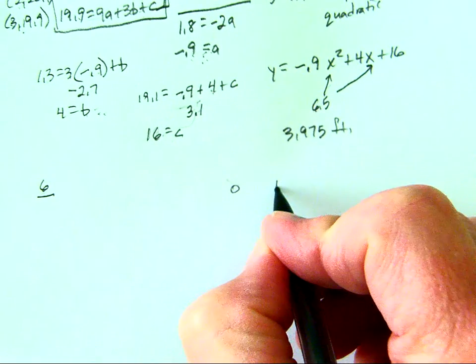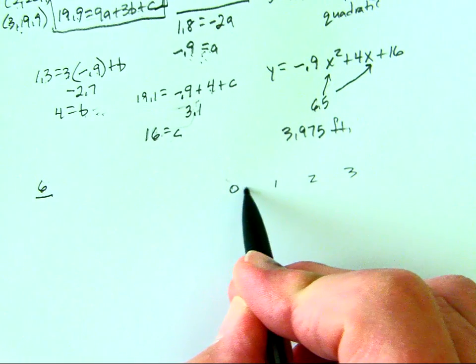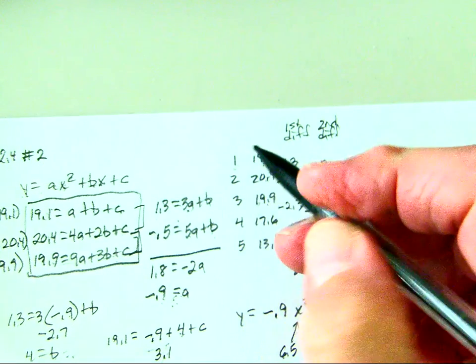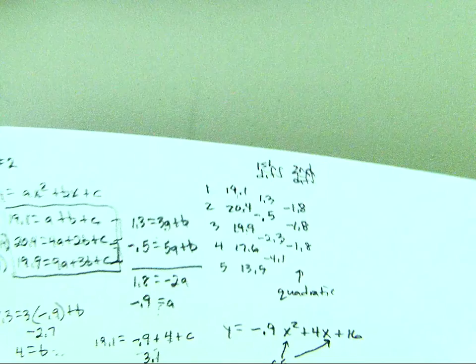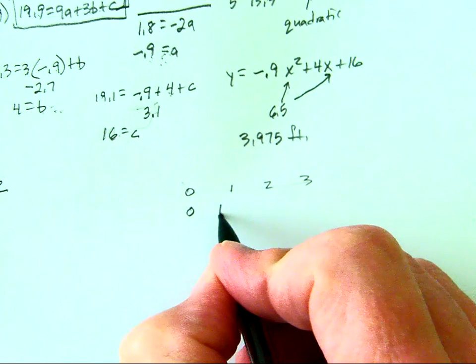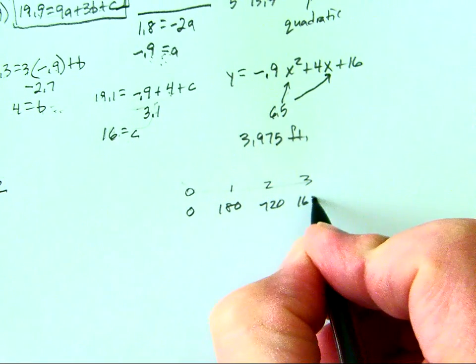0, 1, 2, 3. One thing I didn't mention on the other ones, it's important to see how they're all just 1 apart. Just like on the previous, they were all the same distance apart in the first column too. That's important. They all need to have the same gap between them also. So our numbers were 0, 180, 720, and 1620.